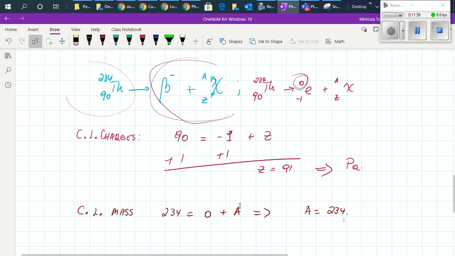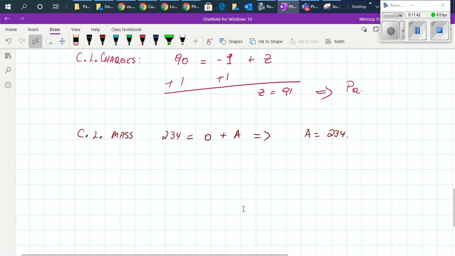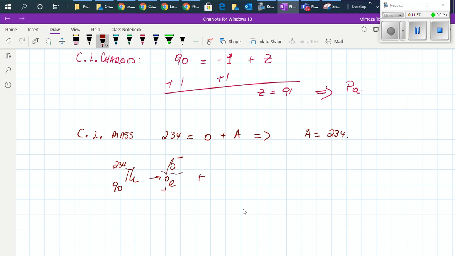So the new element that is formed after the beta negative decay is protactinium-234. The complete reaction will be written in this form: thorium-234 is releasing a beta negative, or you can say an electron, -1 0. Both of them are correct. And then it is protactinium 91 234, which is still an excited nucleus, and this star here identifies that excitement.